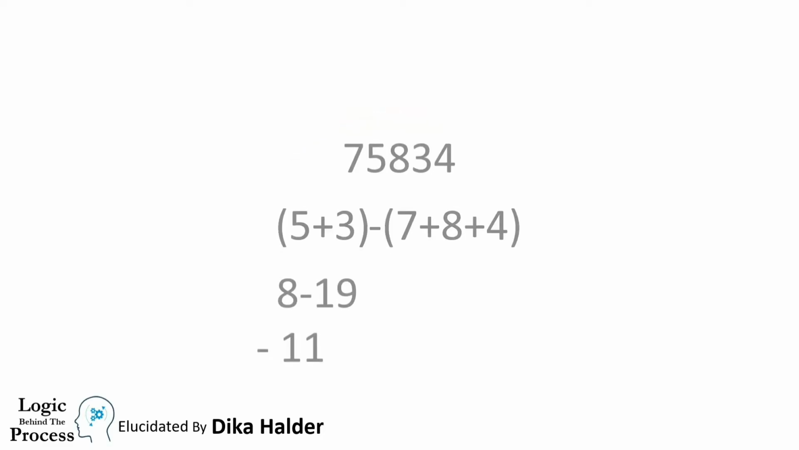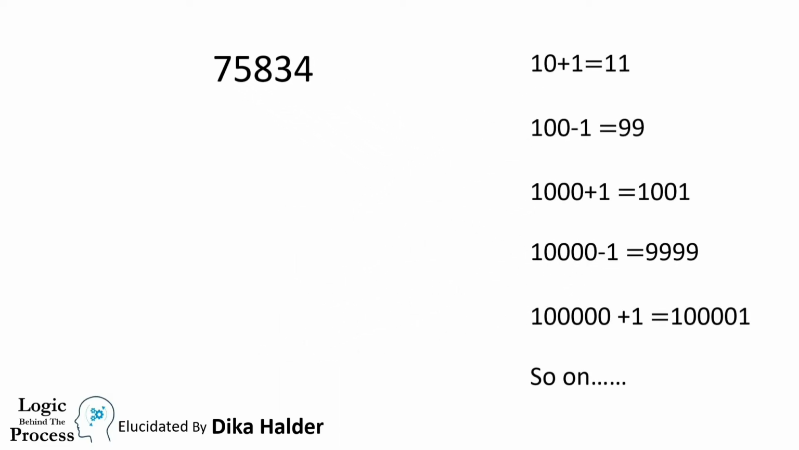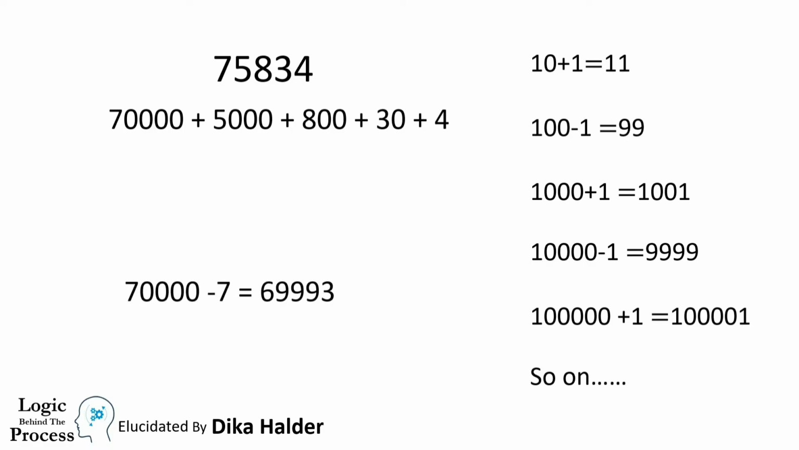Now just like the previous video, instead of saying we add 7, 8 and 4, we can say we give 7 and 8 to 4, then we get 19. Here also we can question where these 7, 8 and 4 are coming from. First expand this in their place values. See, 7 is in the 10,000 place, so it is actually 70,000. That means we are taking 7 from 70,000.